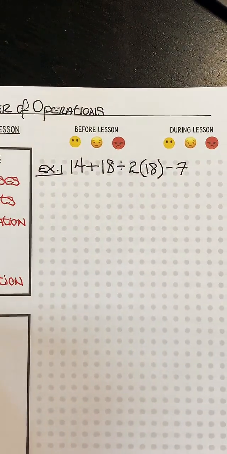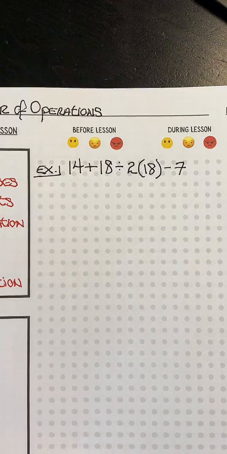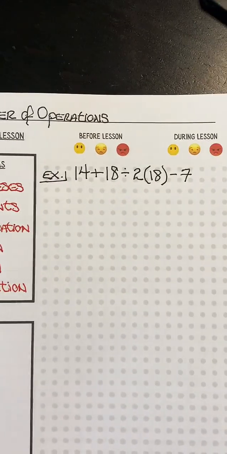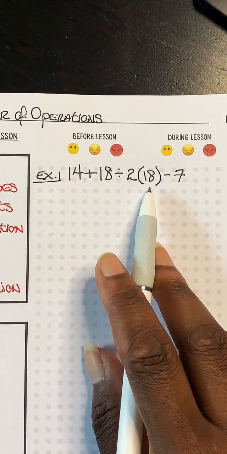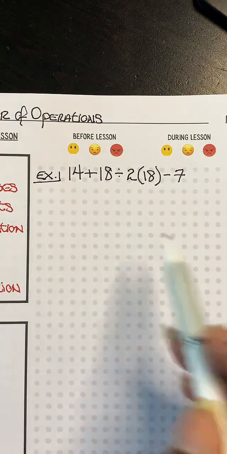All right, so here we are with the first one. So we have 14 plus 18 divided by 2 times 18 minus 7. Okay. First thing we have to do is your P, the parentheses. So inside the parentheses, all we have is an 18. So there's nothing to combine. So that's off the list.